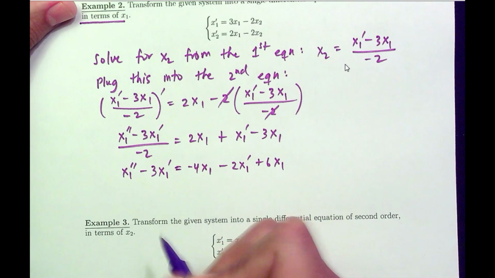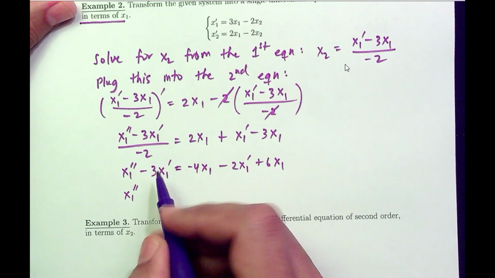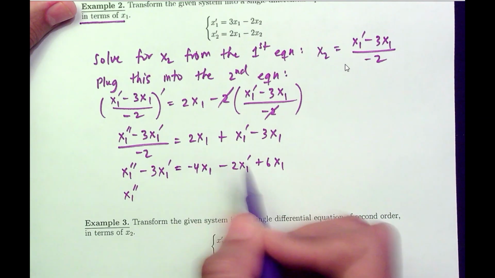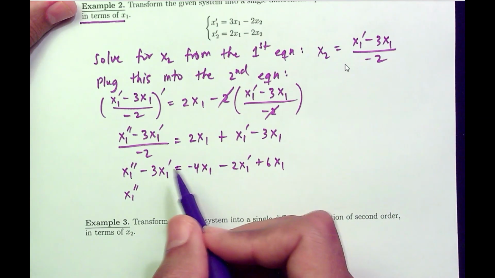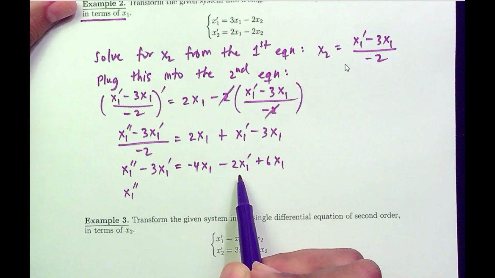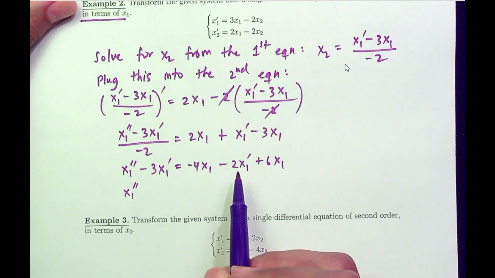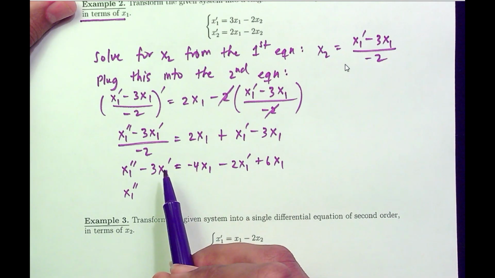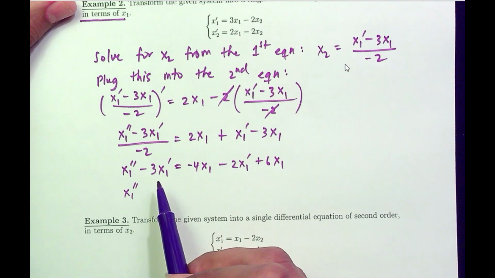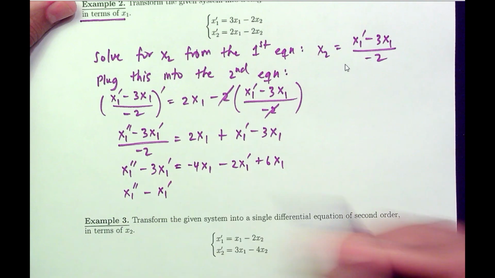And now you would get x1 double prime. I'm going to move everything now to the left hand side, everything. If I move this one, that one is a like term with this one, so I can just combine them. So when I move this, it's going to be plus 2x1 prime, but combined with this negative 3x1 prime is going to be minus x1 prime.